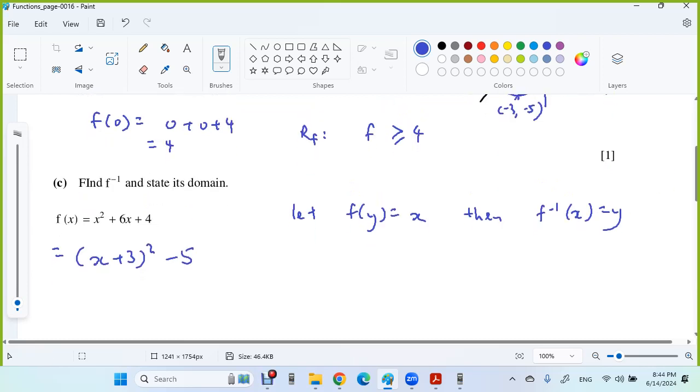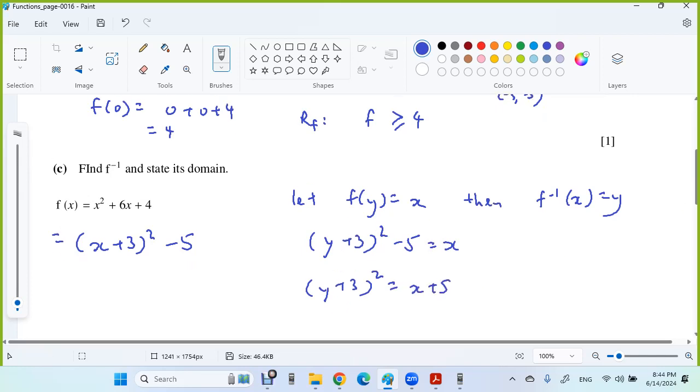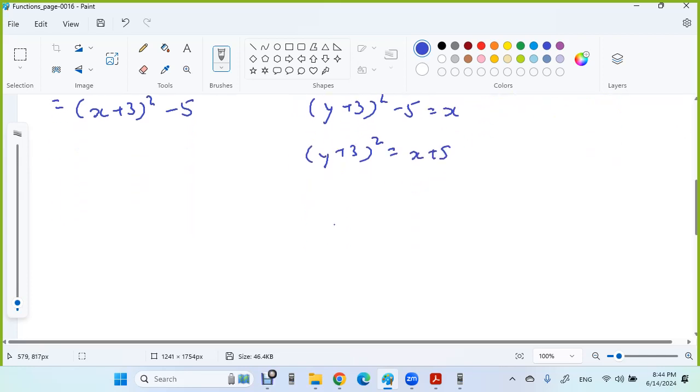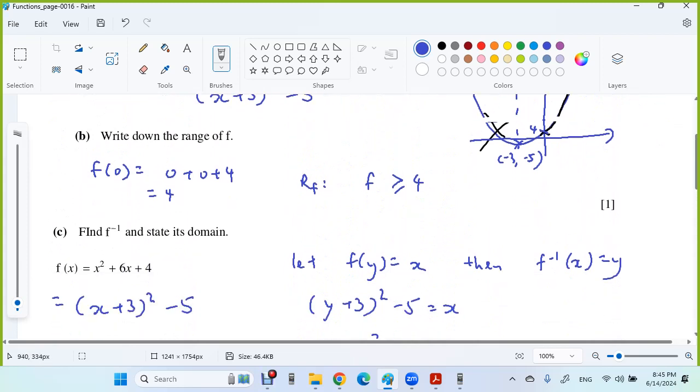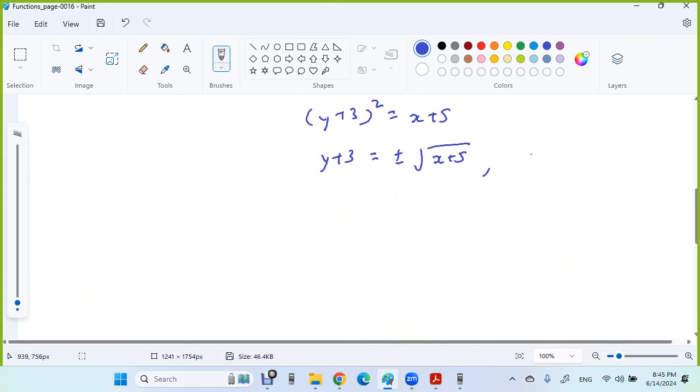Okay, so f(y) will be (y plus 3) squared minus 5 equal to x. (y plus 3) squared equal to x plus 5, and then y plus 3 will be plus or minus the square root of x plus 5. But we take the positive part only, because this one we take the positive part, that's why we take the positive part here also. So y plus 3 is greater than 0, so y will be negative 3 plus the square root of x plus 5.